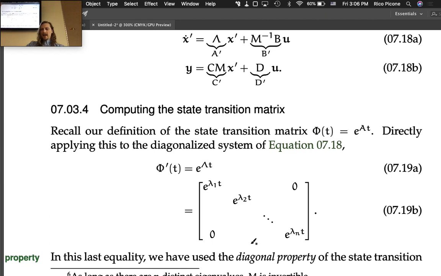And we're going to use this diagonal property of the state transition matrix that we introduced two lectures ago, which told us that if you have a diagonal matrix as your argument for the matrix exponential, then you can just put the scalar exponentials in the diagonal and raise the diagonal of the original matrix to each power.